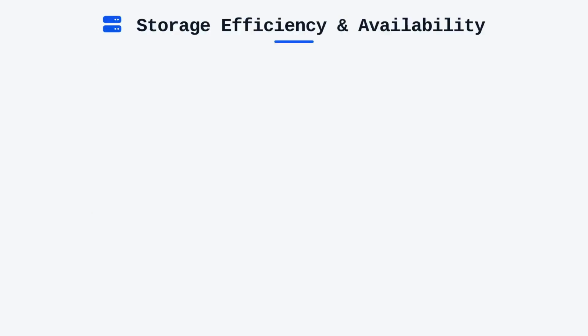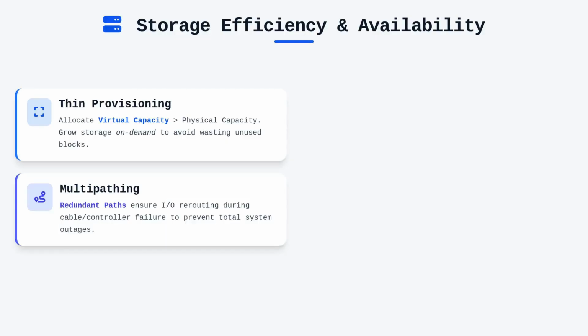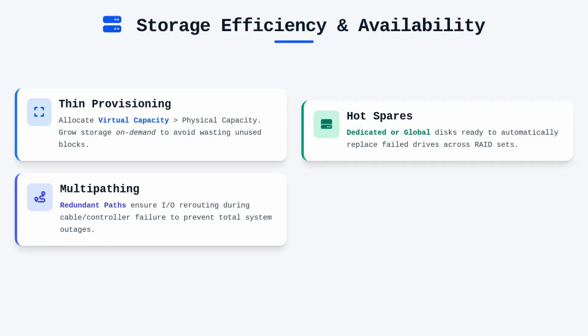Efficiency and availability within these systems are bolstered by techniques such as thin provisioning and multipathing. Thin provisioning allows you to allocate more storage than is physically available, letting you grow capacity on demand rather than reserving massive blocks of unused storage from day one. Multipathing provides redundant physical paths between the server and the storage system, ensuring that if one controller or cable fails, the I/O request is rerouted automatically, preventing system outages.